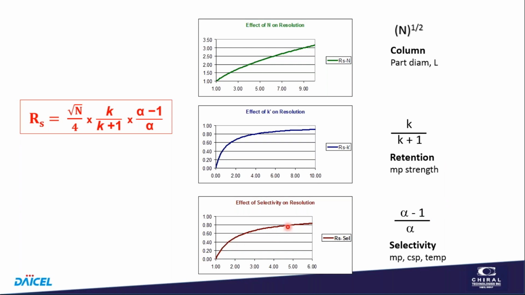Selectivity also is diminishing return. We have to be a little careful that we don't have too much selectivity, because if you have a huge difference in the retention, it just uses up time, and as we'll show, the later eluting peak is usually much broader than the first eluting peak. So there is an optimum for selectivity.